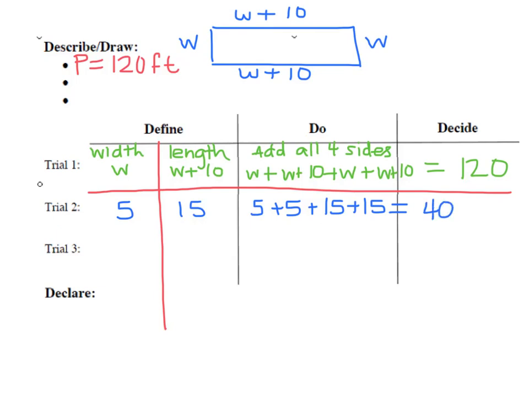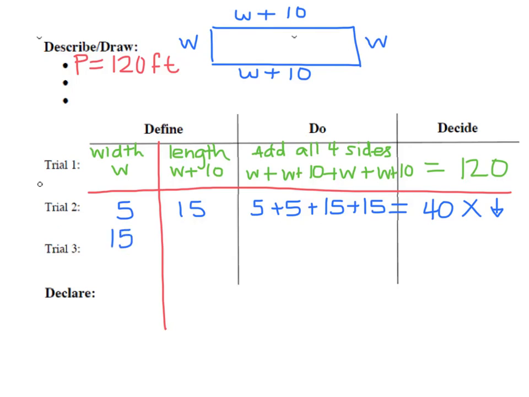Now you need to look at that. 40, is that 120? No. So I did not do this right, and my guess is way too low. 40 is way lower than 120. So I'm going to put a check or a no, and say my guess was too low. Since that answer was too low, I need to choose something higher. 40 was not even close to 120, so I want to choose something a lot higher than 5. Maybe let's try 15 instead.